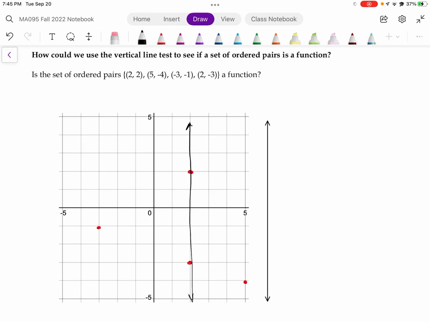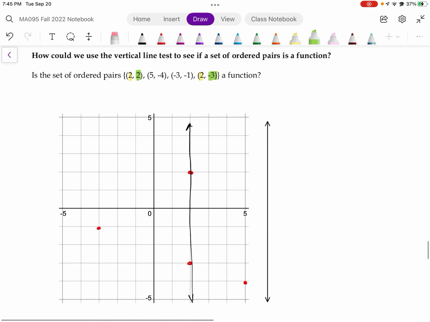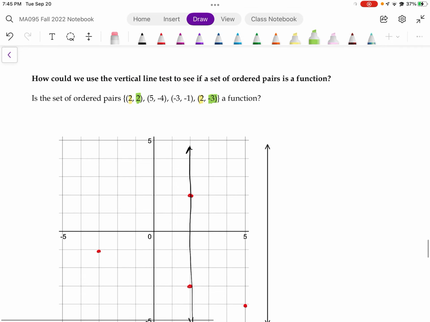Another way to think about it is to say, oh, look, there's 2 2's that are the input. Do they lead to 2 different things? They do. They lead to a 2 and a -3. Okay, so either way you look at it, it is not a function. So the answer is no.